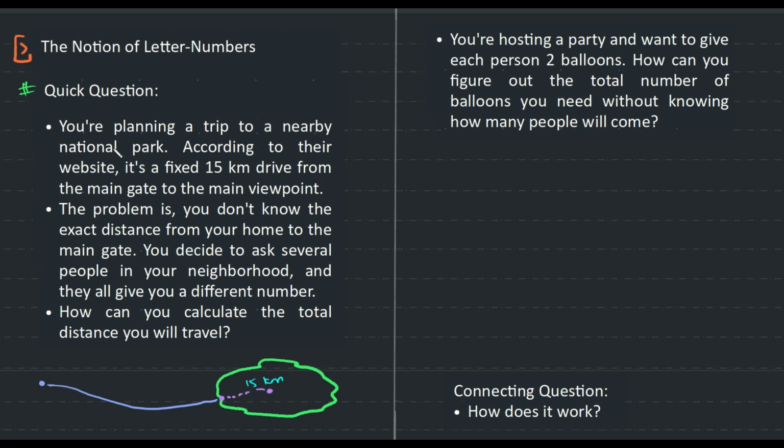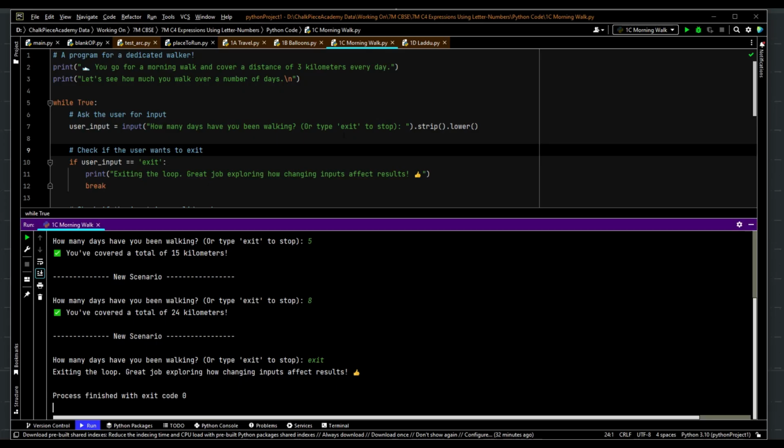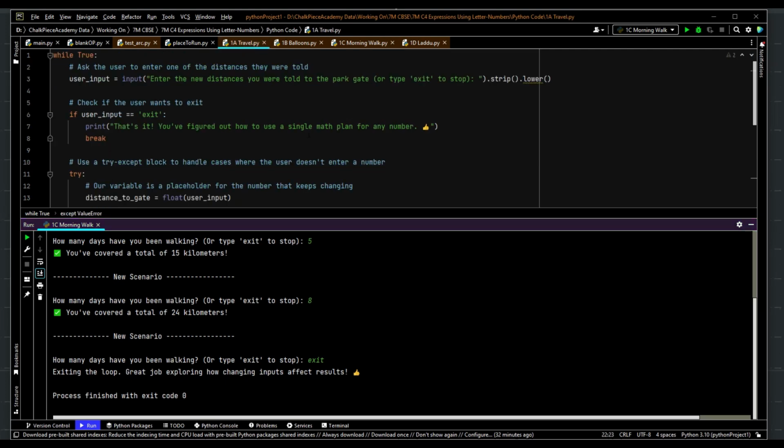You plan a trip to a nearby park. According to the national park's website, you need to travel a fixed distance of 15 kilometers from the main gate to the main viewpoint. The problem is you don't know the exact distance from your house to the main gate. You decide to ask several people in your neighborhood and they are giving you different numbers. How can you calculate the total distance you will travel? So let's take up this scenario.